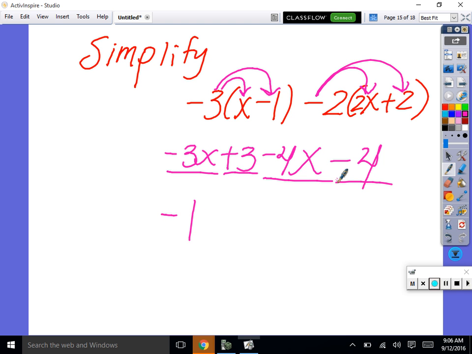Negative 3x minus 4x's, don't just say 1 because there's a 3 and 4 there. Think. Negative 3 minus 4, negative 7x, correct? That would be where we're done? Okay.